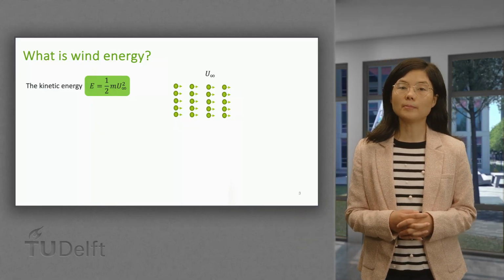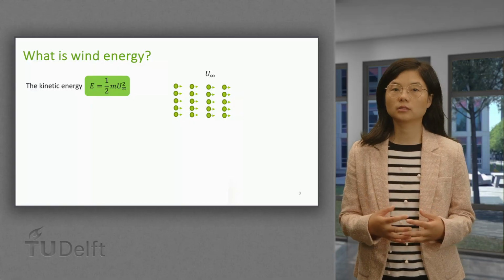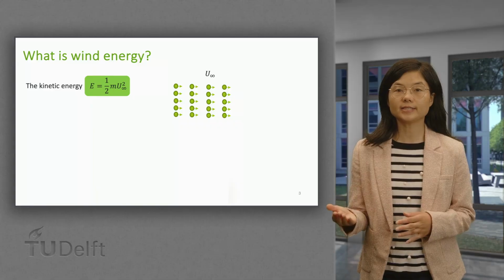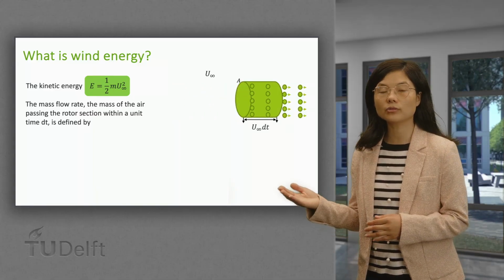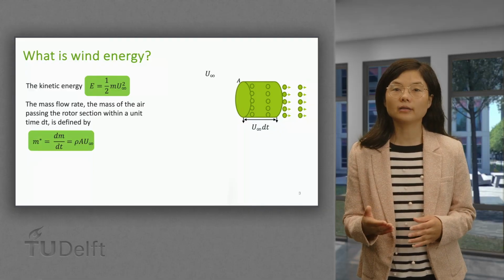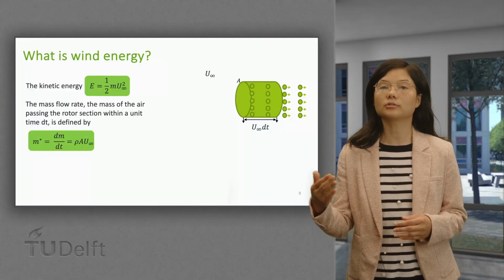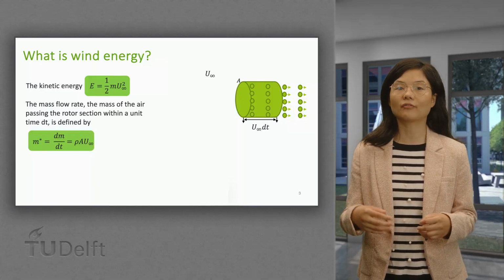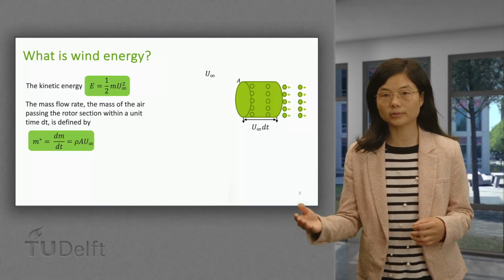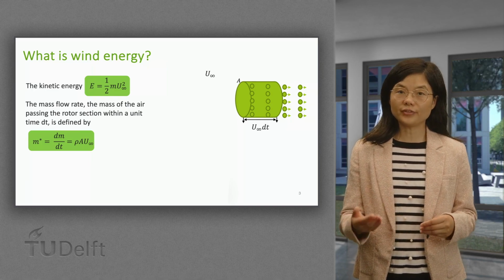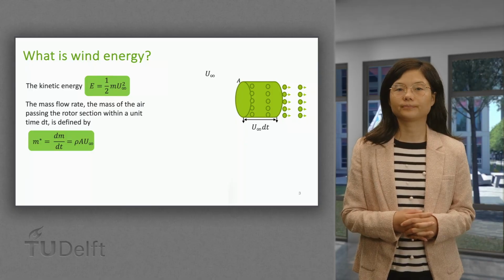To understand how much energy we can extract, we consider the mass flow rate. That is, the mass of air passing through the rotor area per unit time. This is given by rho times A times U infinity, where rho is the air density, A is the frontal swept area of the turbine blades, and U infinity is the velocity of the air particles.